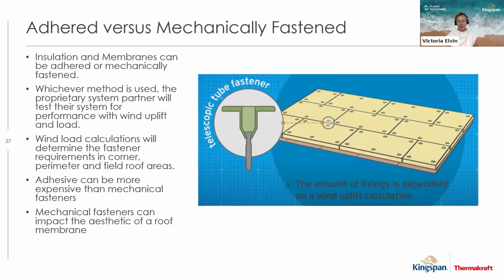Now, whichever method is used, the proprietary system partner will provide testing for compatibility and performance. Wind load calculations will have been determined in the fastener requirements in the corner, perimeter, and roof areas according to the pressures that face that roof.